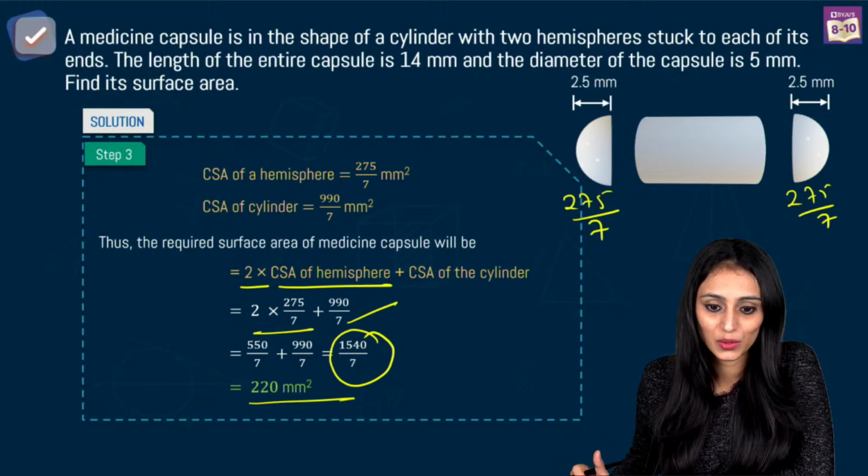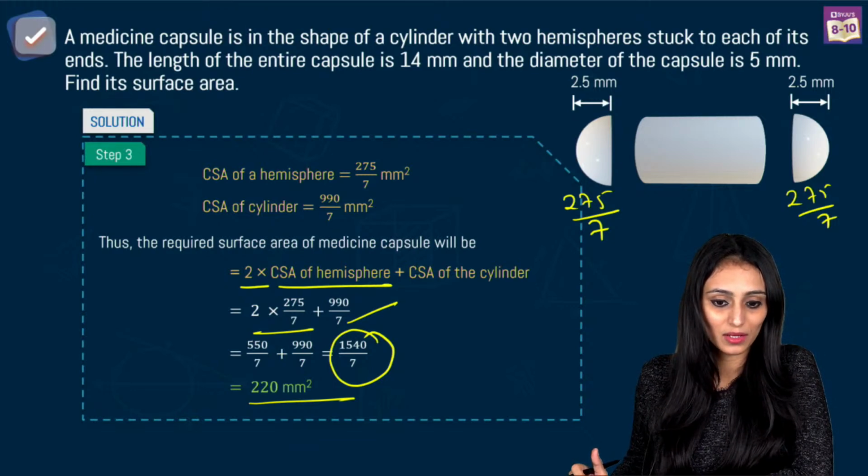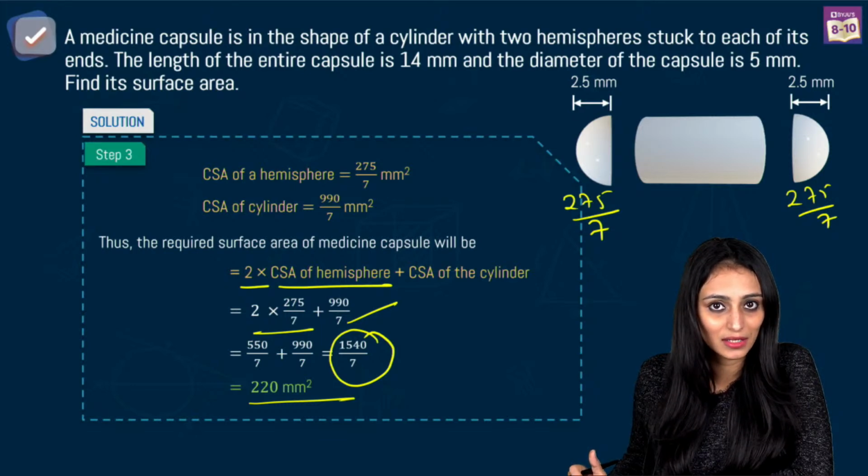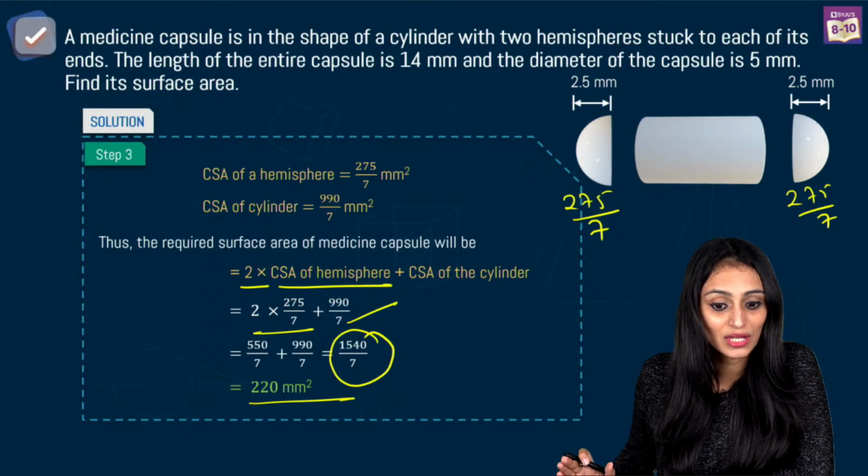AK 219. You see, answer is 220 millimeter square. Many students are getting the same answer and you have the same question in the NCERT. Even the digits are not changed. So if you're getting any other value, yes, you can round it off.